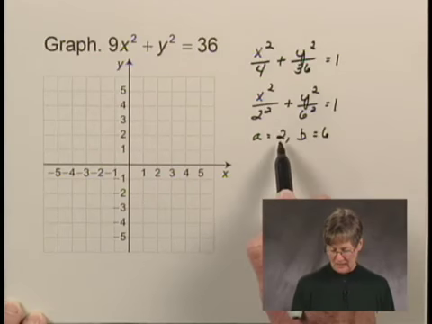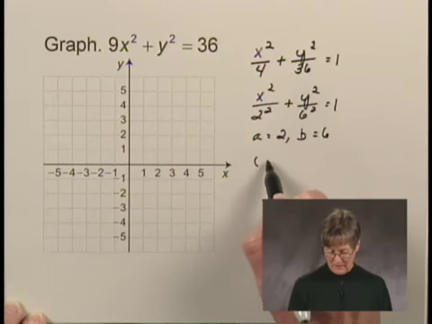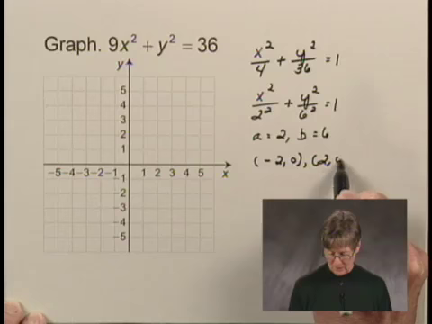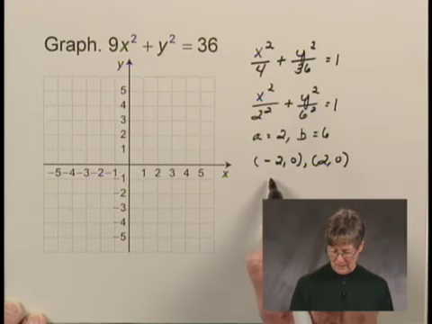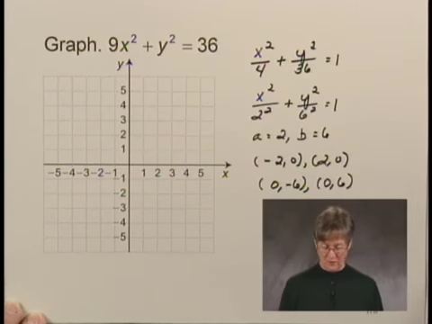And knowing that A is 2 and that the equation is centered at the origin tells us that the x-intercepts of the graph are going to be negative 2, 0 and 2, 0. And the y-intercepts are going to be 0, negative 6, and 0, 6. So these are 4 points on the graph of the ellipse.